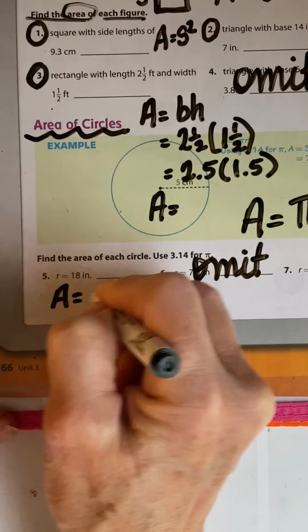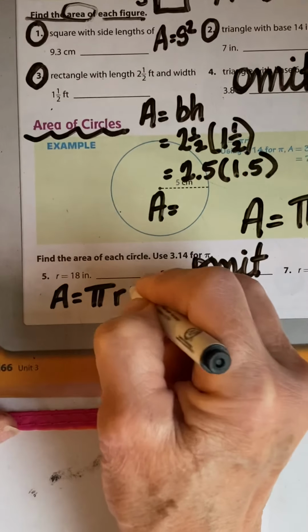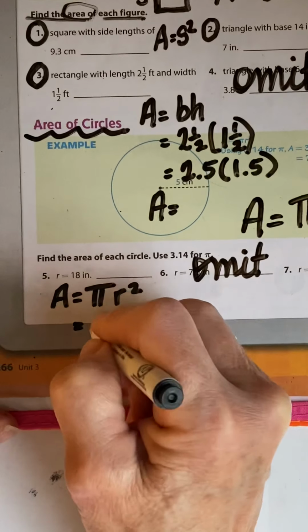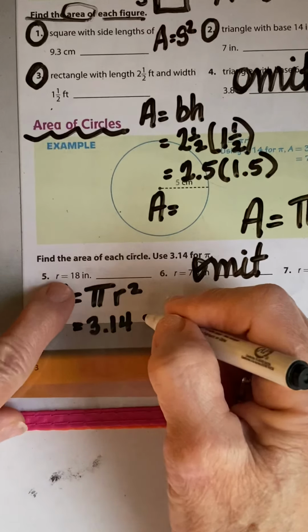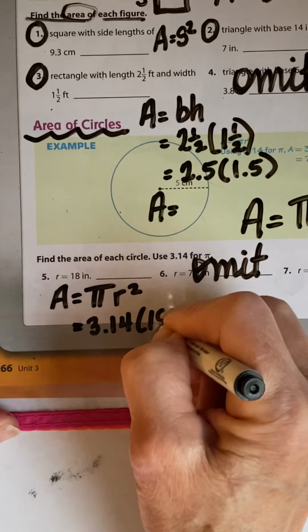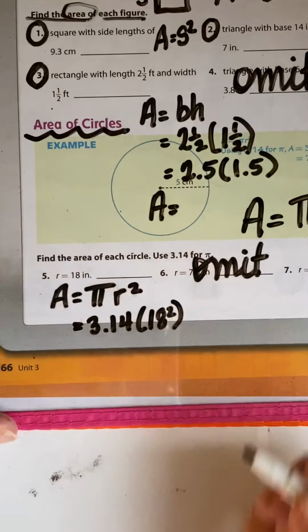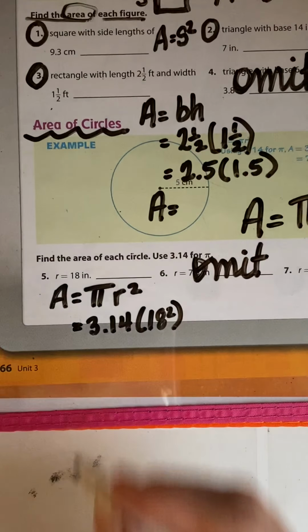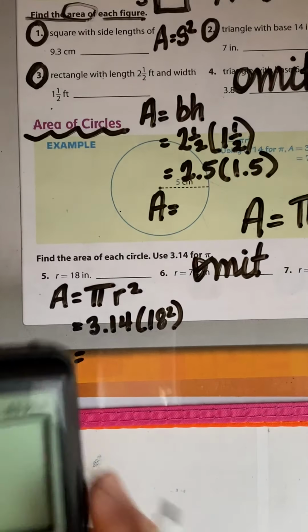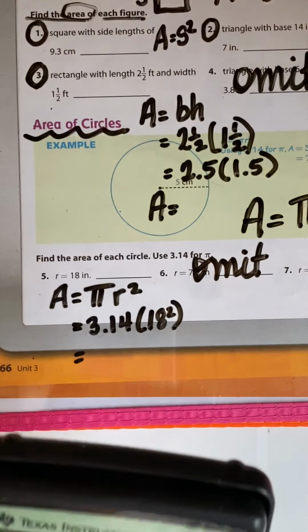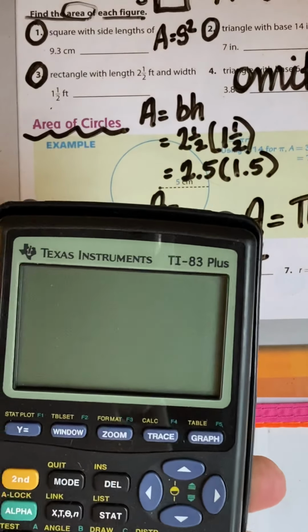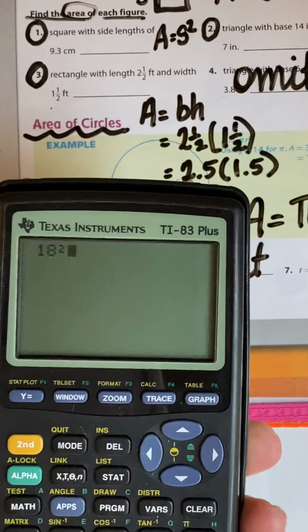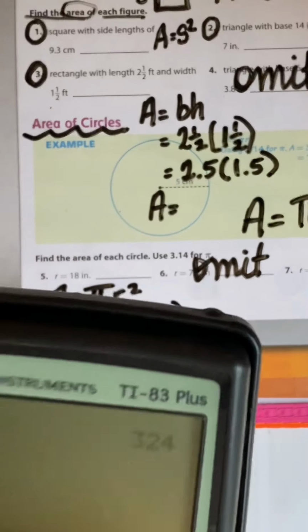We can go ahead and look at number 5 right down here. Always start with your formula, please. Pi r squared. Plug in 3.14 for pi. Radius is 18. 18 squared. All right, so let's grab our calculator. And you would want to do 18 squared first. Be clear. So we're going to do 18 squared, enter. And y'all can see it's 324.